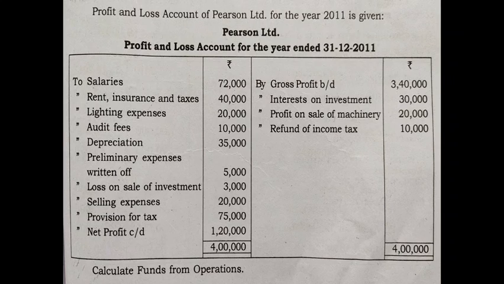As we have told earlier, the fund from operation statement begins with net profit for the year. If you go through this question, you can see that the net profit given in this case is 1,20,000. Before going into it, first you need to give a heading: statement showing funds from operation.